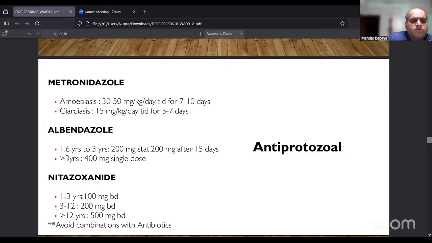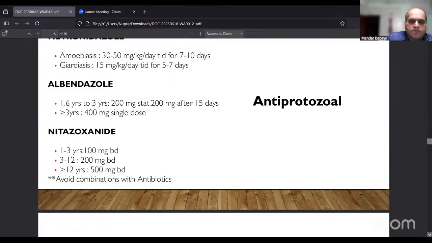Now here, what we have to understand is we have to avoid combinations with antibiotic, especially metronidazole, and there is another antiprotozoal called ornidazole. So there are n number of combinations available: ofloxacin, metronidazole, ciprofloxacin, metronidazole, ofloxacin, and ornidazole. It has got no rationale, no recommendation. Both half-lives are different. Plain ornidazole is extremely bitter to taste, and it is not palatable to the child.